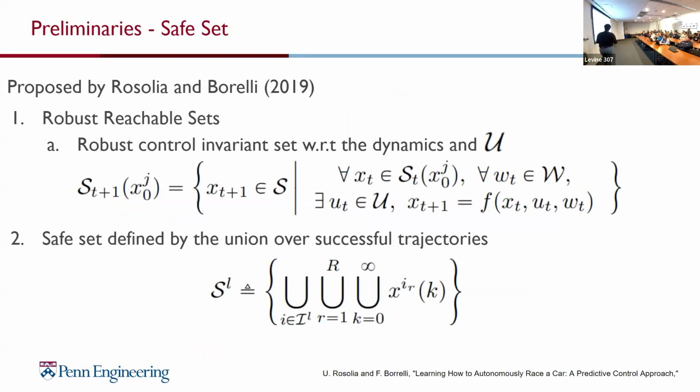And we do this by relying on safe sets, which were first proposed by Rosolia and Borrelli. It relies on the concept of robust reachable sets, which are robust control invariant sets with respect to the dynamics and the set of admissible control. So the safe set at any time step t+1 is the set of states whose next state, for all disturbances, will stay in the safe set for some control input u in the set of admissible inputs. We can then define our safe set by a union over all successful trajectories. So that's a union over iterations, a union over realizations of those trajectories, and a union over time until completion of the task.